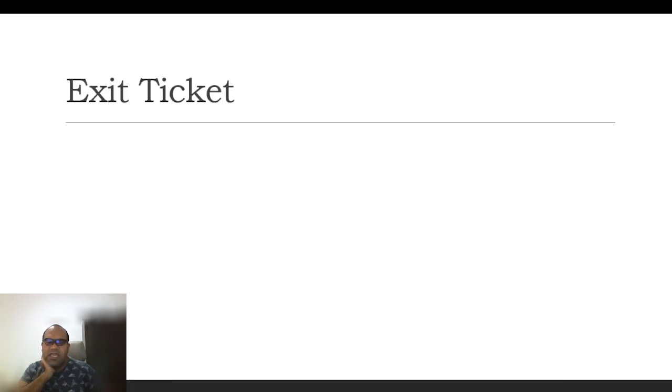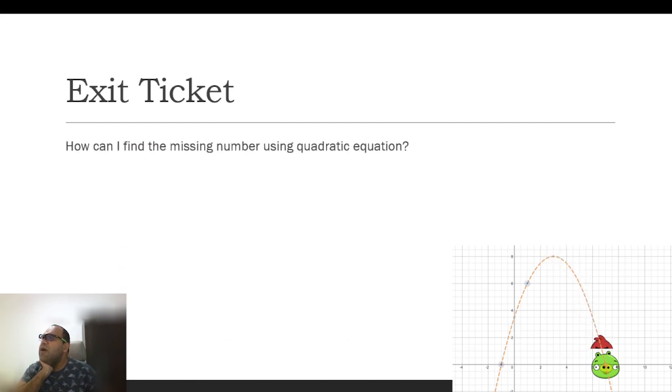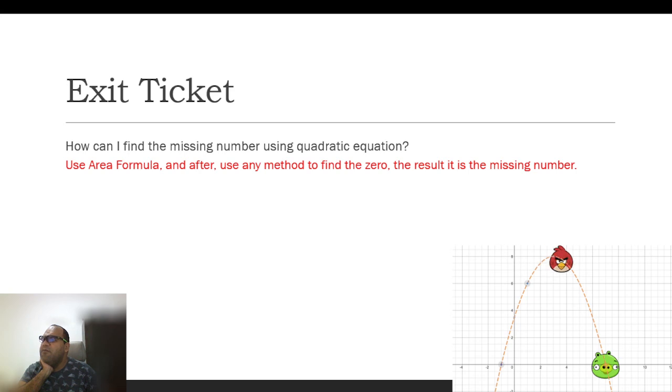Attention, guys. It's easy to understand these steps. This is the exit ticket to finish. How can I find the missing number using a quadratic equation? Use the area formula, and after, use any method to find the zeros. The result is the missing number.